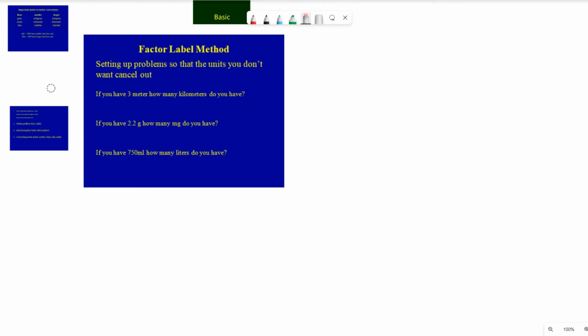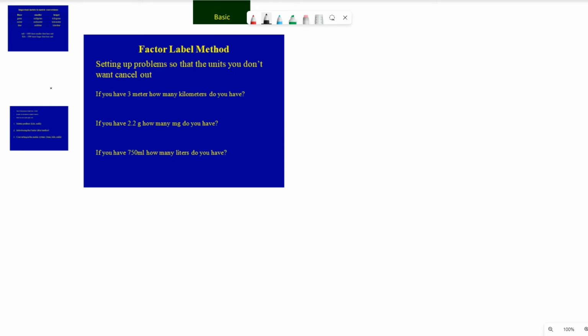So the factor label method is a way of setting up a problem so that the units that you do not want cancel out, and the units that you're trying to solve for are the only ones that are uncanceled out. And it also lets you know when you're supposed to multiply and when you're supposed to divide. So anytime that you have a word problem, and this is another situation where I've found over the years that students tend to struggle in chemistry, is if they have a word problem, they just don't know how to set it up.